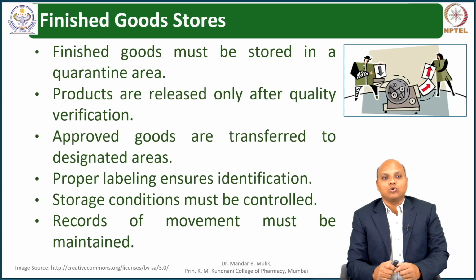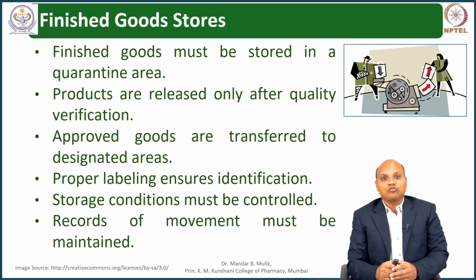Finished goods must be stored in a quarantine area. A quarantine area is a marked area where the finished goods are stored before they are released for the market. The release time is decided by the approval of quality check. Hence, until they get the quality check approval, they are kept inside the quarantine area.